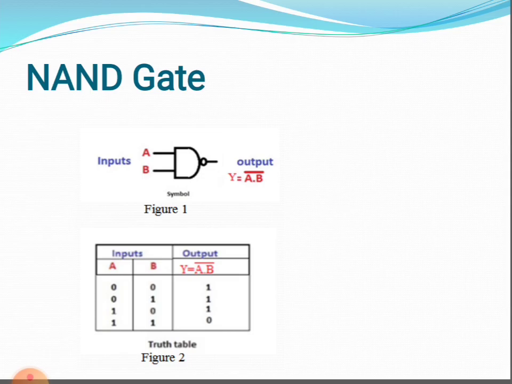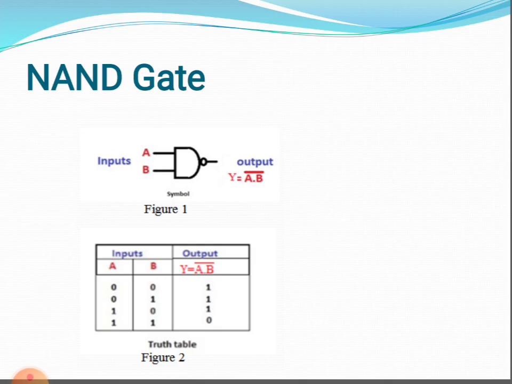The NOT AND operation is also known as NAND operation. The output is high if either of inputs A or B is low, or if neither is high. It can also be defined as the output of a NAND gate is low, or 0, if and only if all the inputs are high, or 1. The logic equation is Y is equal to A dot B whole bar.